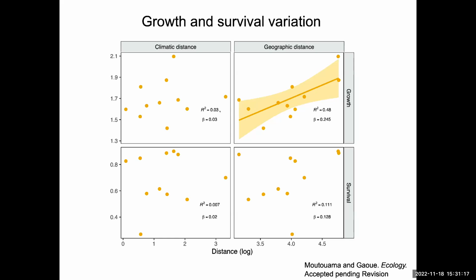Similarly, across the climatic niche, the probability of growth and the probability of survival did not change significantly from climatic center to periphery, as you can see here. But the probability of growth increased significantly from geographic center to geographic periphery. And survival rates also did not change significantly from geographic center to periphery.